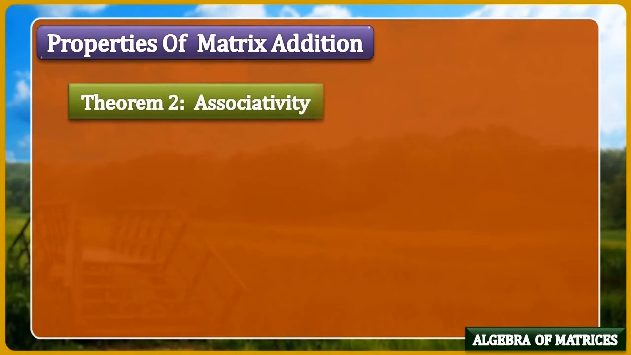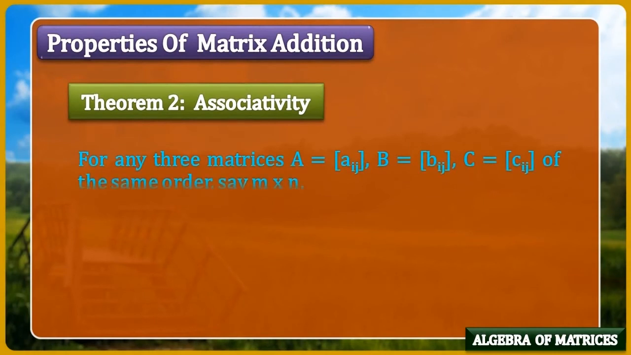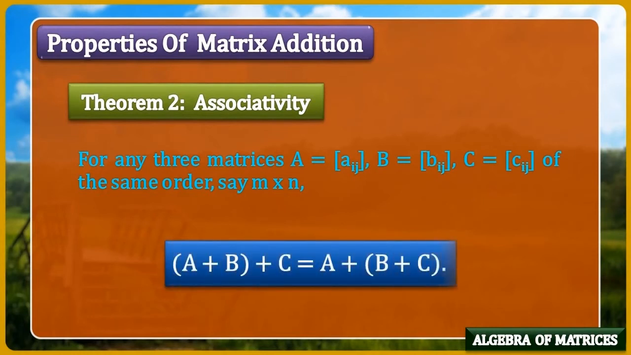Associativity theorem. This theorem states that for any three matrices A equal to [a_ij], B equal to [b_ij], C equal to [c_ij] of the same order, say m by n, A plus B plus C is equal to A plus B plus C.